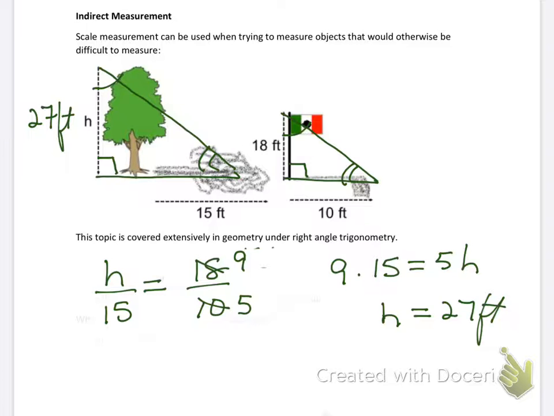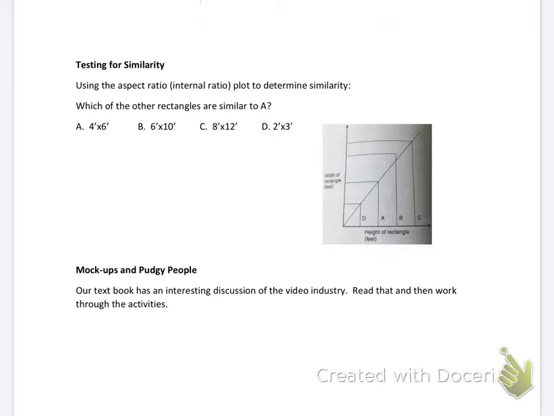length of the shadow. Okay, we have one more thing, and that's talking about testing for similarity by plotting, and that's kind of an interesting thing. So we'll do that on the next page. So testing for similarity. Here you have these rectangles. So you're talking about internal ratios here. We're using aspect ratios. So if you plot, this is the height, this is the width. If these shapes are similar, then they should all fall on the same line.